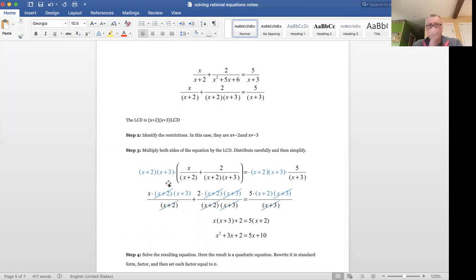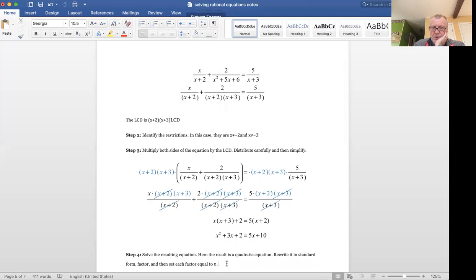So again, same idea. When I distribute this here, the x plus 2's will cancel, giving us x times the quantity x plus 3. When I distribute it here, everything reduces out, leaving us with just 2. And then when I multiply it over here, the x plus 3 cancels, giving us 5 times the quantity x plus 2. Simplifying by distributing the x, we get 3x squared plus 3x plus 2. Distributing the 5 gives us 5x plus 10.